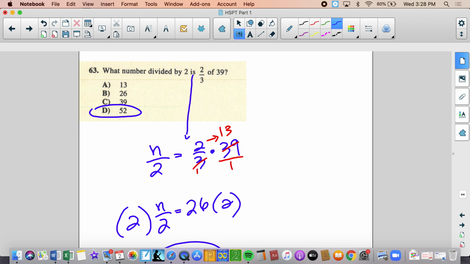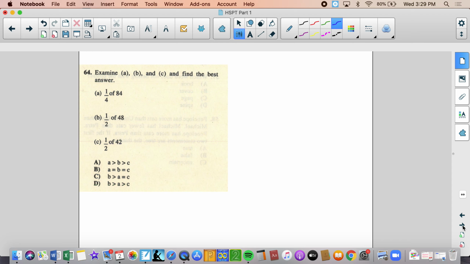And that should be less than a minute. That might take you closer to a minute, but between 30 seconds, and you're looking at it, you're transcribing it, and solving it. Number 64, examine A, B, and C and find the best answer.